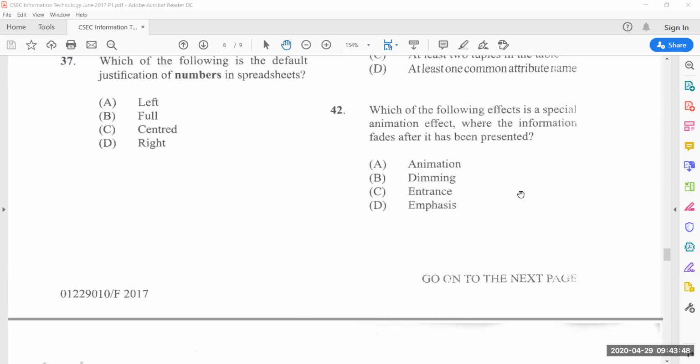So for this one requires some familiarity with presentation and presentation effects, right? Does anyone know the answer for this? Right, I see one answer coming there for dimming, and the answer is dimming, right? B.